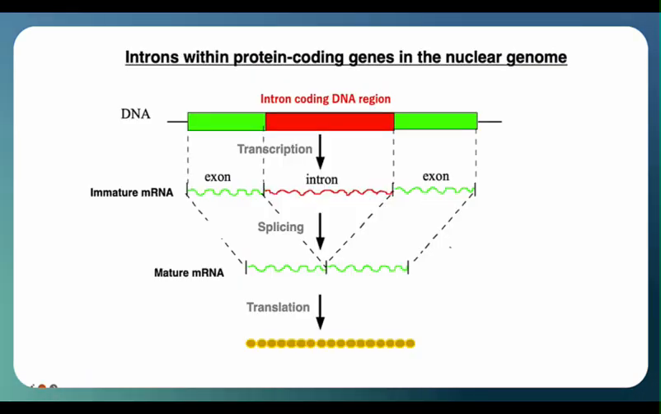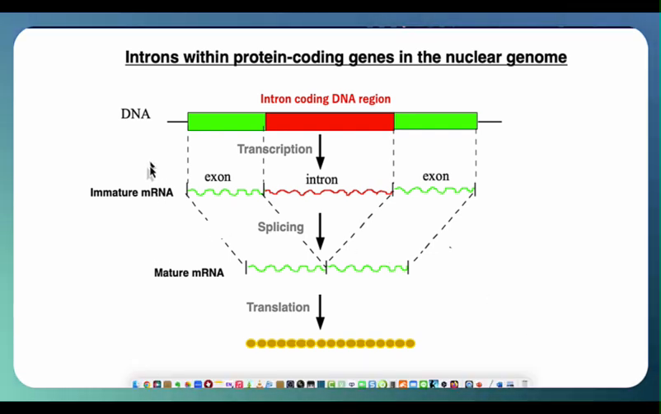This figure illustrates an overview of splicing for protein-coding genes encoded in the nuclear genome of eukaryotes. Messenger RNA that has just been transcribed in the nucleus contains introns. Messenger RNA in this state is called immature messenger RNA. The apparatus that removes these introns and connects the remaining exon regions is called the spliceosome.